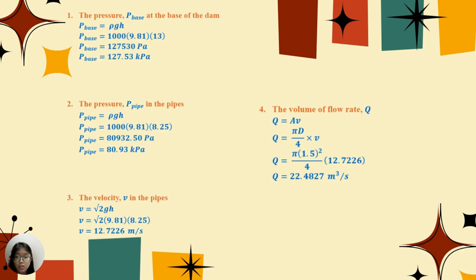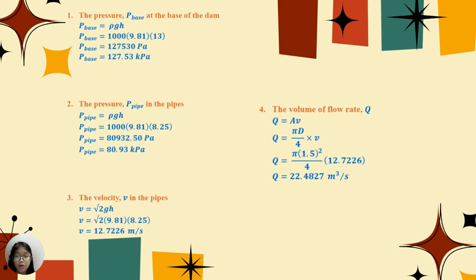The first question is the pressure at the base of the dam, and we use the gauge pressure equation to solve it, assuming that the atmospheric pressure is 0, and we get 127.53 kilopascal. The second question is the pressure in, which is P in at the pipes. We use the same equation from the first question, but the height we change to 8.25 meters, and we get 18.93 kilopascal.